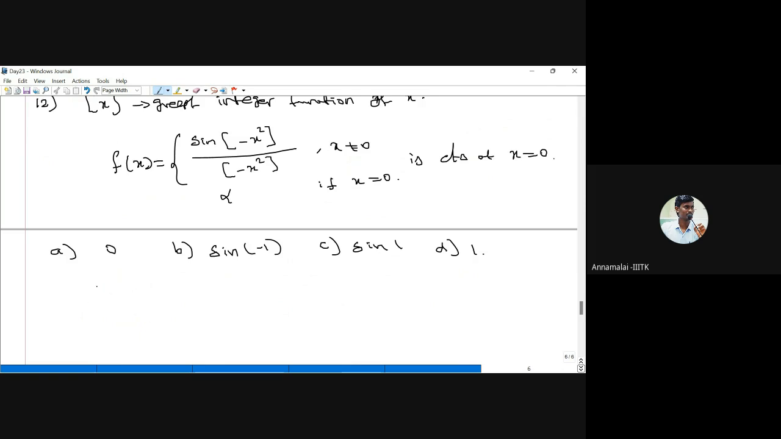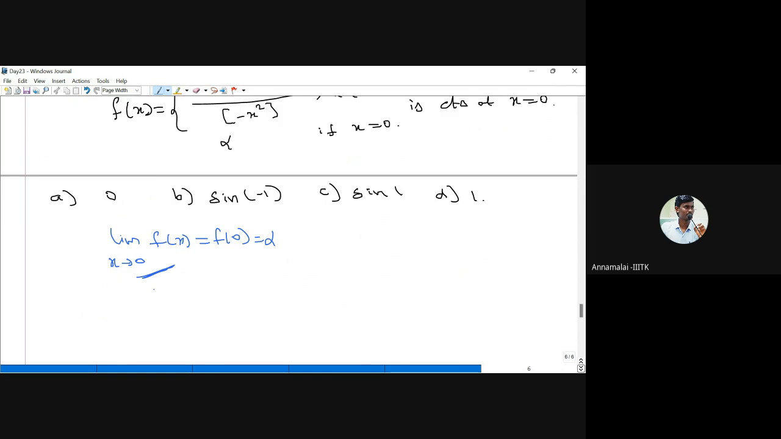So for what values of alpha? Since it is given that we need continuity at x equal to 0, that means the limit as x goes to 0 of f of x should be f of 0. But given that f of 0 is alpha, we have to find the limit. You can find either the right hand limit or the left hand limit, because it's continuous, so the right hand limit and left hand limit should be equal. So how to find the right hand limit? You take any sequence which is positive and converges to 0, then we find f of this.